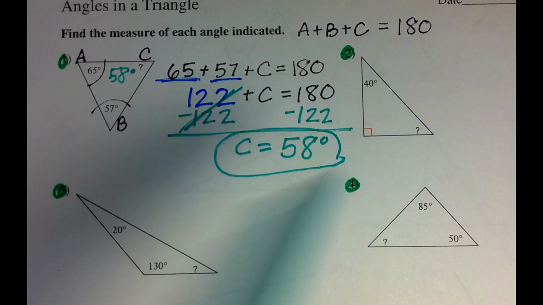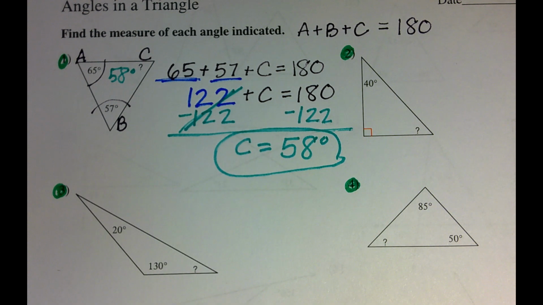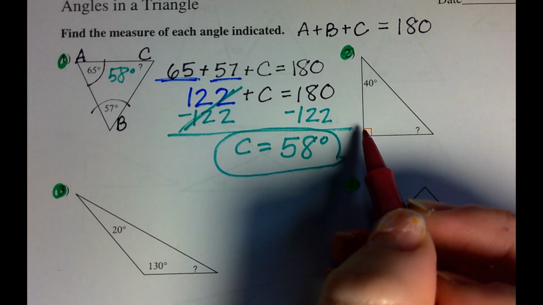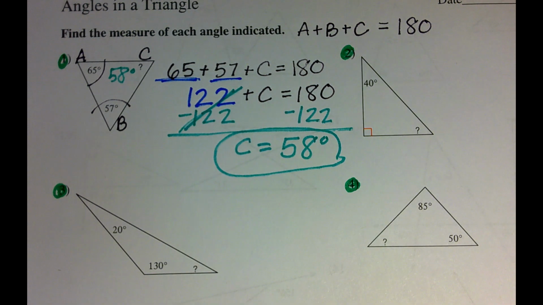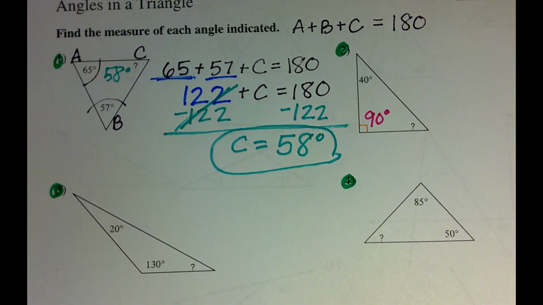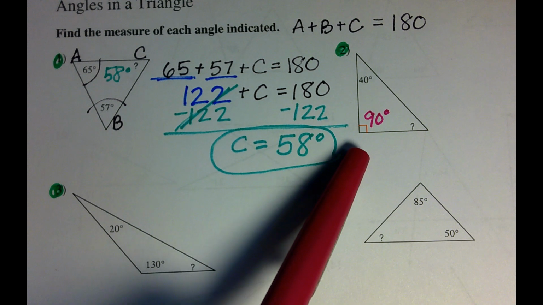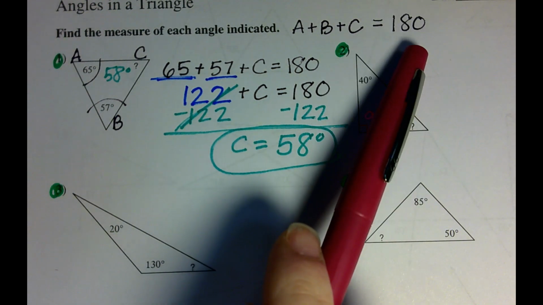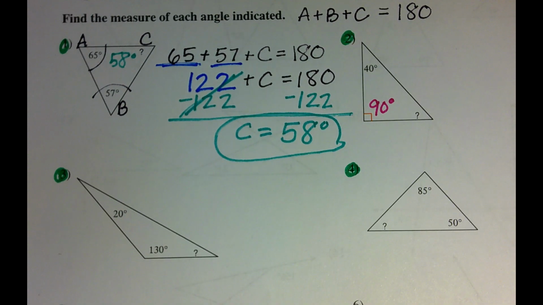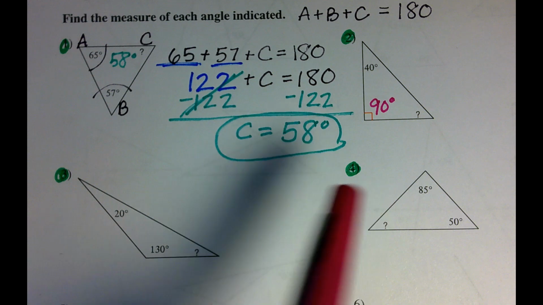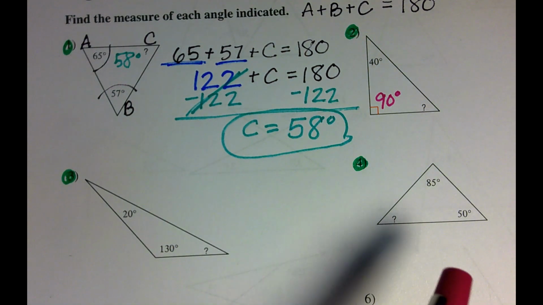Now number 2 is a little special. What's weird about number 2? Got a 90 degree. So good eye. Remember, that does not go away. Whenever we have that little box in any of our angles, it means that it's 90 degrees. So we would just use 90 for one of our values. 40 plus 90 plus something equals 180. Okay. Does anybody feel that they would like me to run through any more from 1 to 4? Or do we feel okay about these?